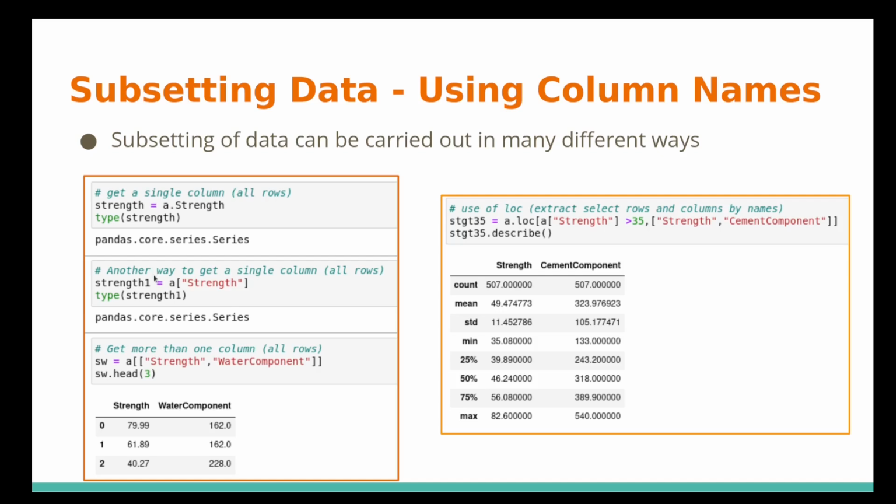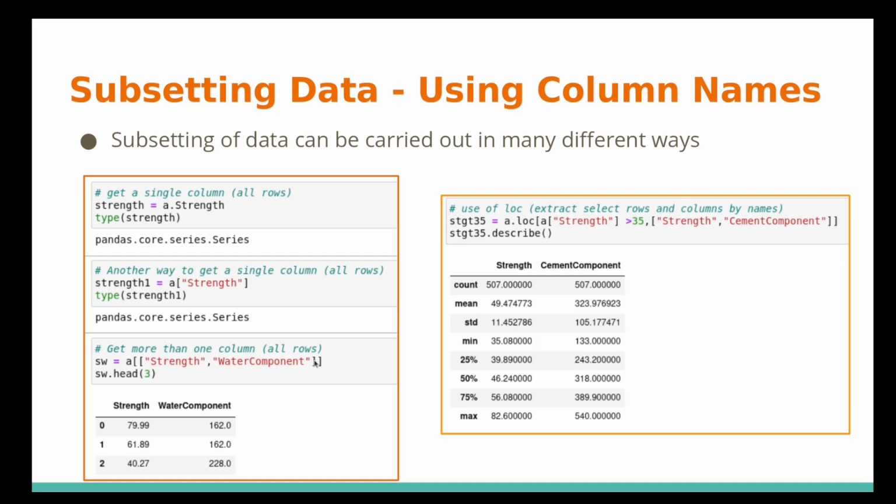And then another way to extract a single column is to use the square brackets. And so if I put A, which is my original object, square bracket, and put strength in quotes, then that becomes a single column for me to work with. If you want to get more than one column, what you need to do is you need to pass a list, and the list is basically strength and water component. These are the two components that I want, and I'm going to put them in a list.